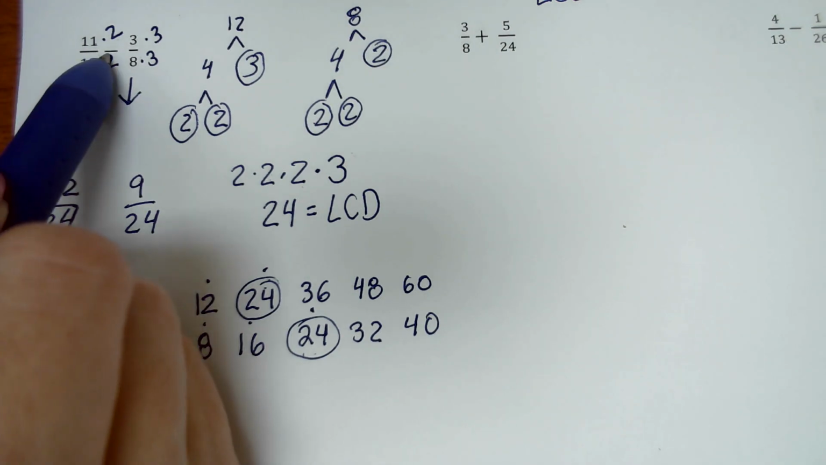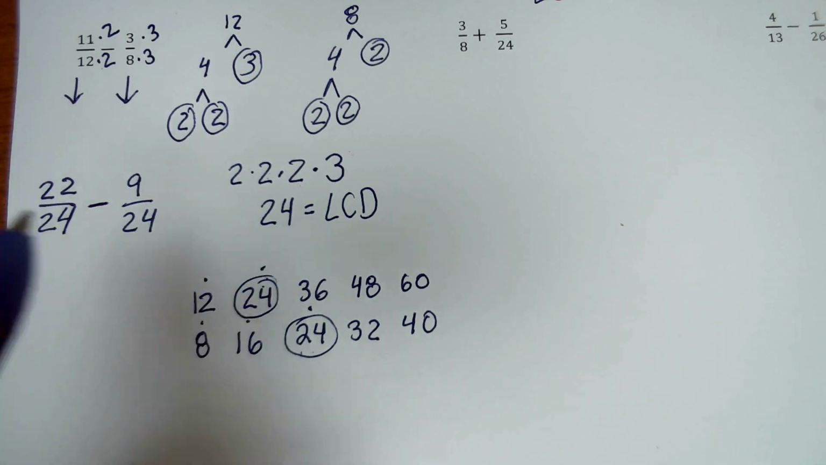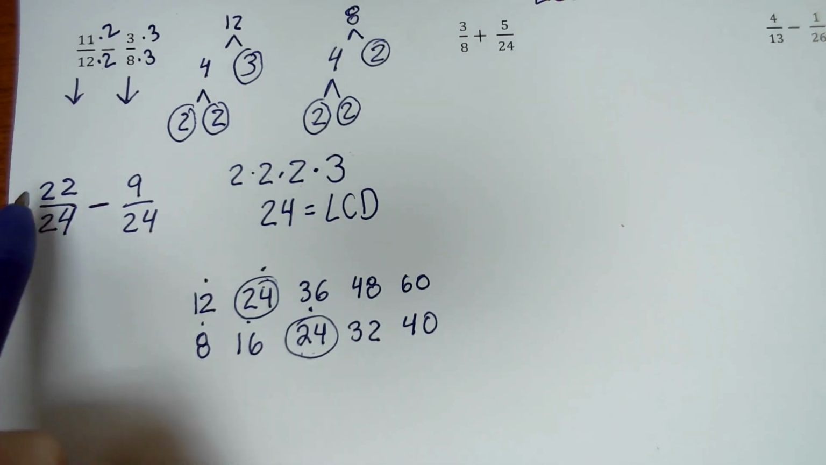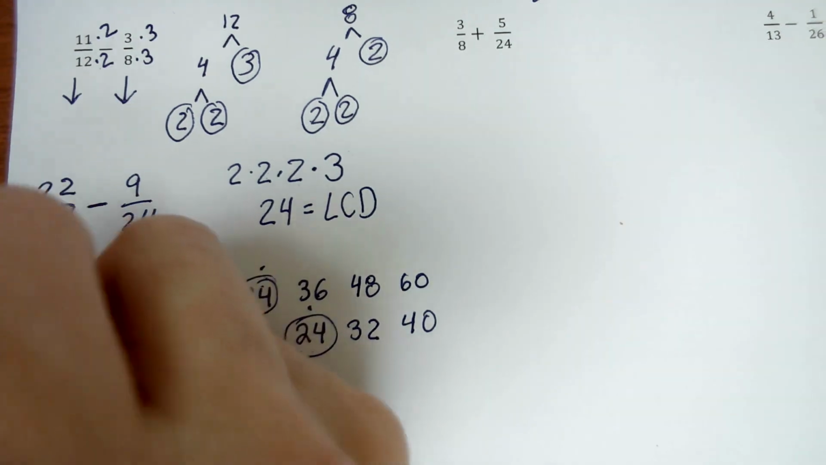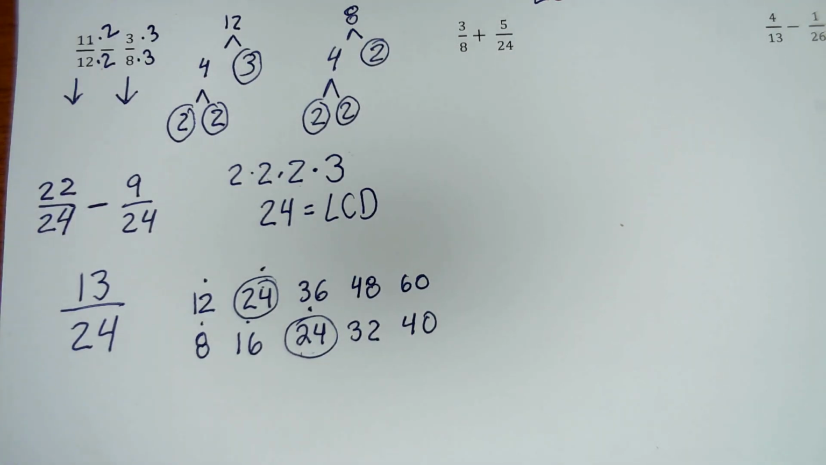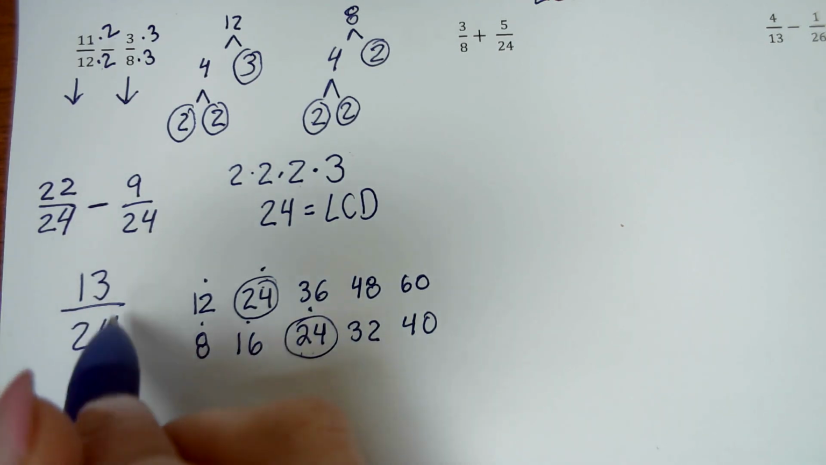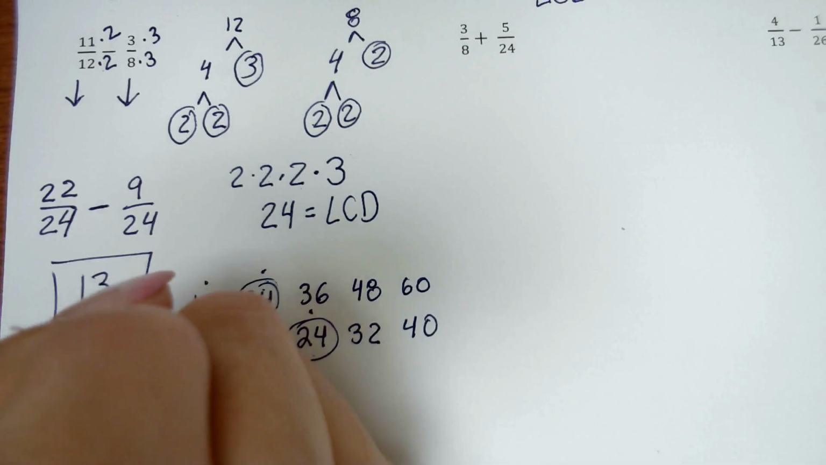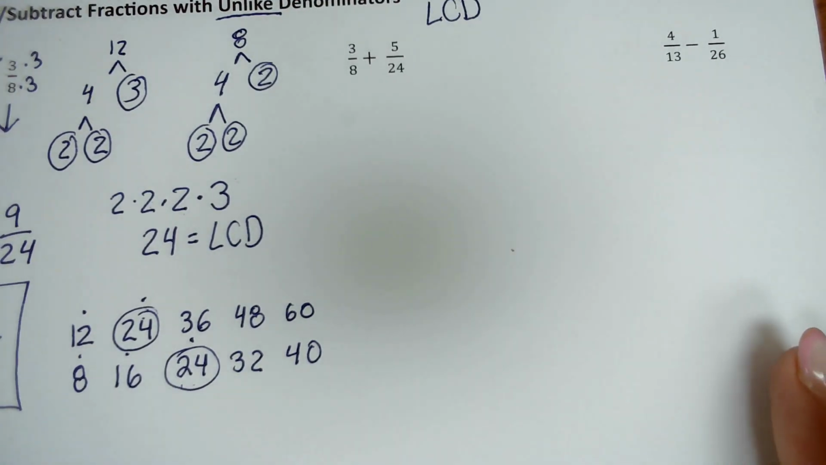Then I look at my original operation, it was subtraction, and all that's left to do now that my denominators match is to subtract. So 22 minus 9 is 13 over 24. Now we would want to make sure it's fully simplified, and in this case 13 is prime and 24 cannot be divided by 13, so this is our simplified answer. All right, let's check out the next one.